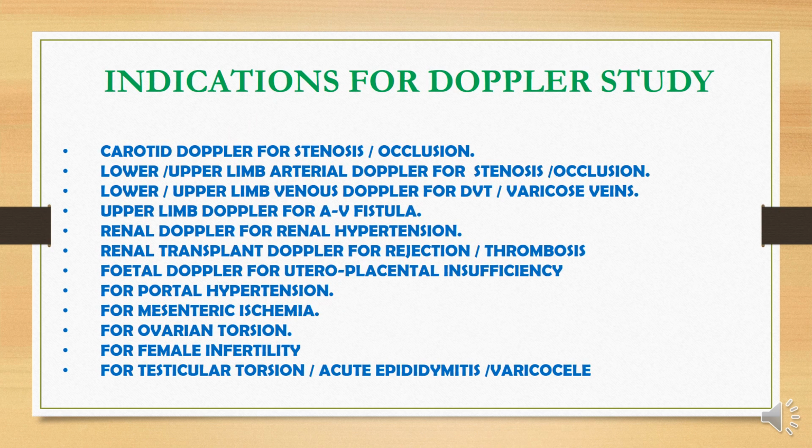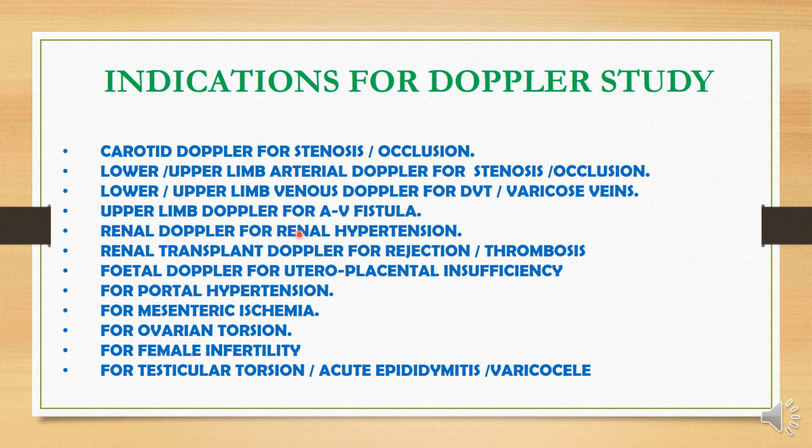What are the indications of Doppler study? Doppler study is done for many arterial and venous systems. For arterial system, one indication is carotid Doppler, which is done to see for any plaque and causing any stenosis or occlusion. And the same thing is done for upper or lower limb arterial Doppler also. And for the venous system, it is done for deep vein thrombosis or varicose veins. Doppler is also done in upper limb for arteriovenous fistula before the surgery, and after the surgery sometimes it is also done to see the patency of the fistula.